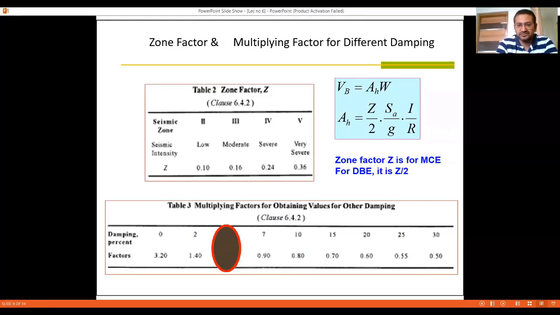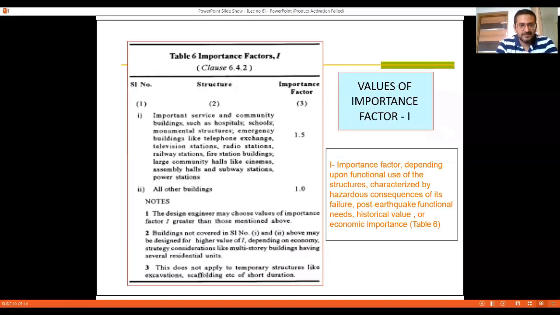And as we have discussed in the philosophy, DBE is preferred. Why? Because in order to ensure that the structure is designed economically, we go for DBE, and in order to achieve DBE, the value of Z is divided by 2. If you want to design for the maximum credible earthquake, then the value of Z will not be divided by 2, right? So if you give the value of Z as it is, then it is going to be for the maximum credible earthquake.